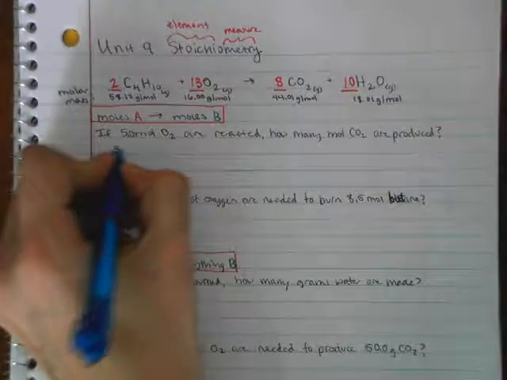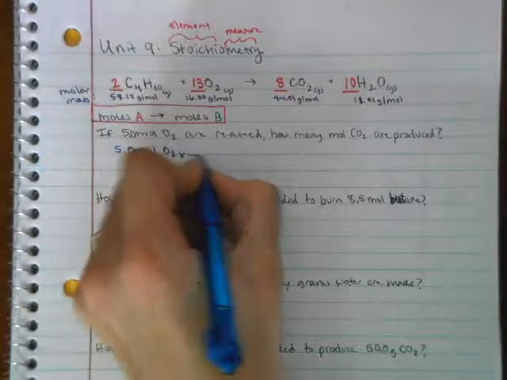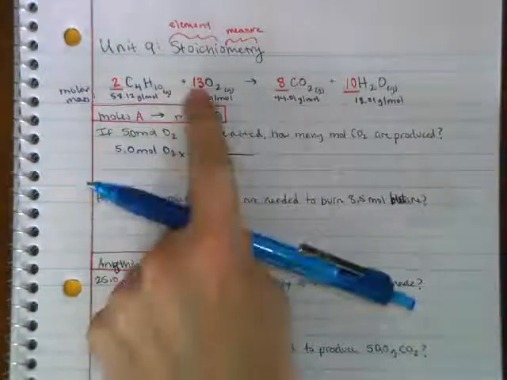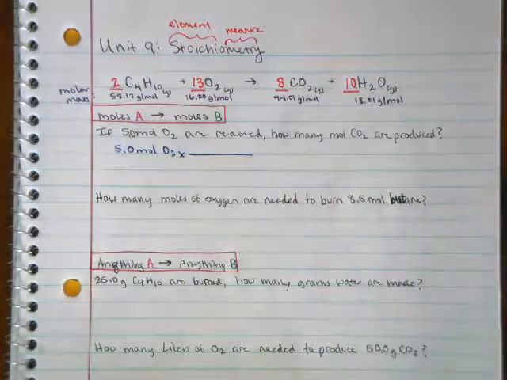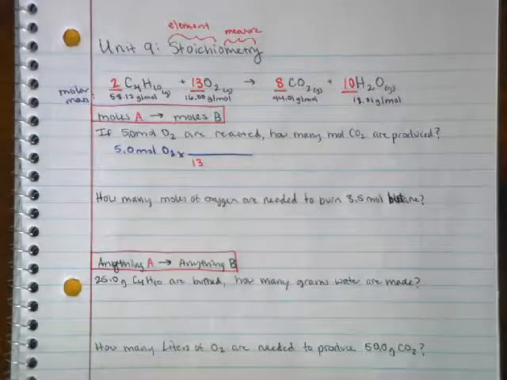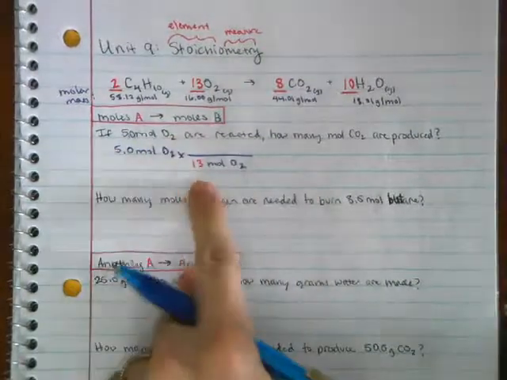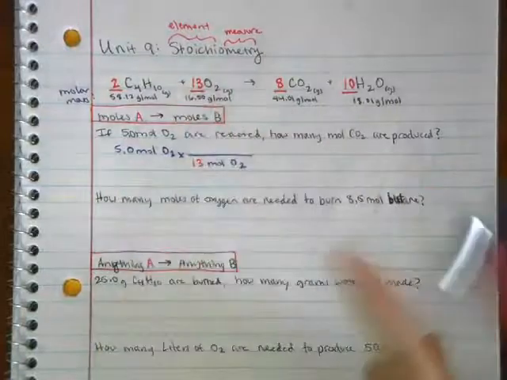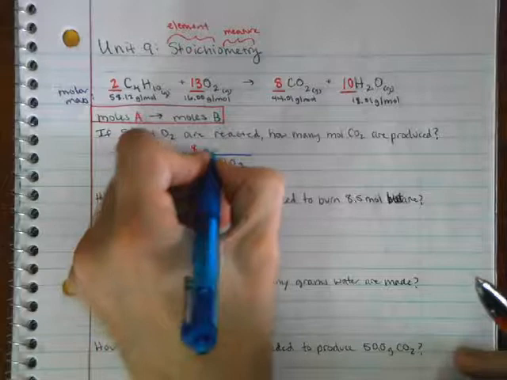So if I have 5 moles of O2, okay, I'm going to use these coefficients right here. So the reaction tells me that for every 13 moles of O2 that I burn, that I react, I will be able to produce 8 moles of carbon dioxide.